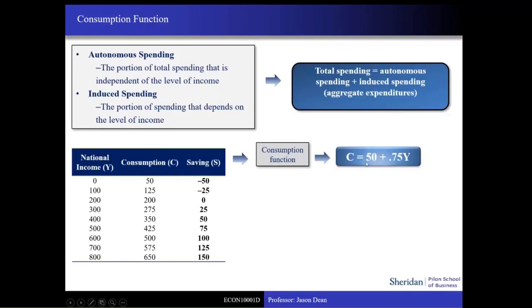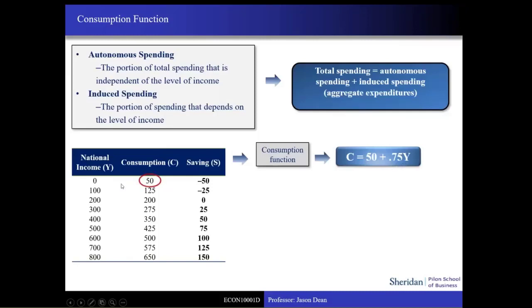So this is the amount of consumption that would occur if income was zero. Okay, and so we call this autonomous spending. This is the portion of total spending that is independent of the level of income. And then the other component here is dependent on income. And so this is called the marginal propensity to consume.